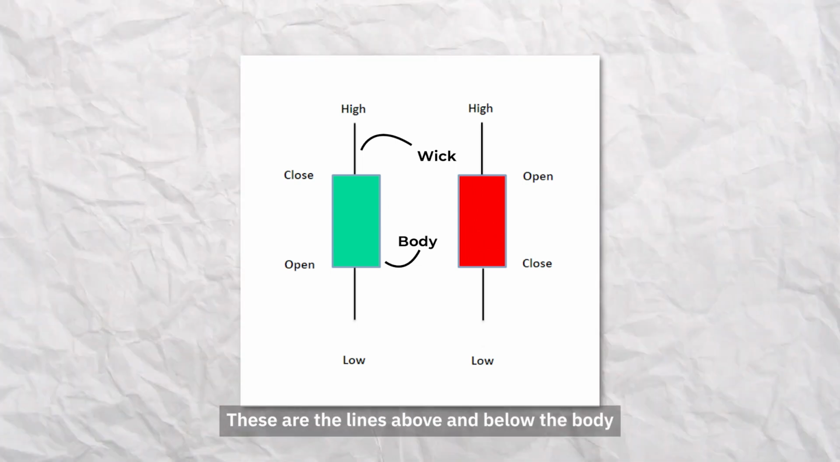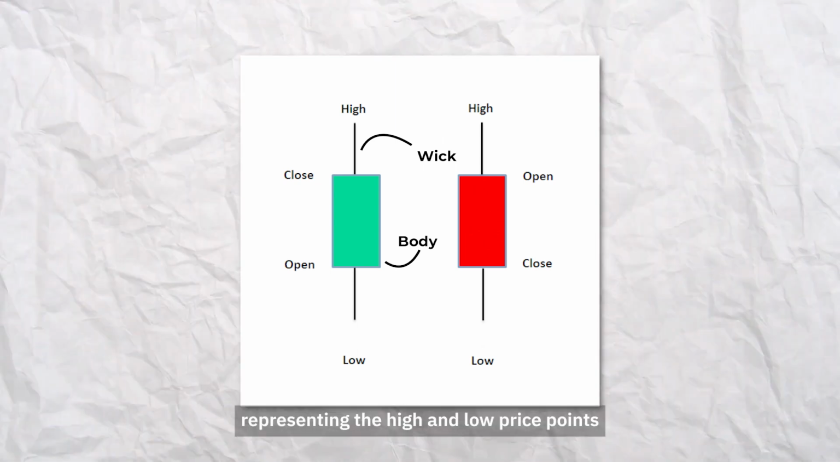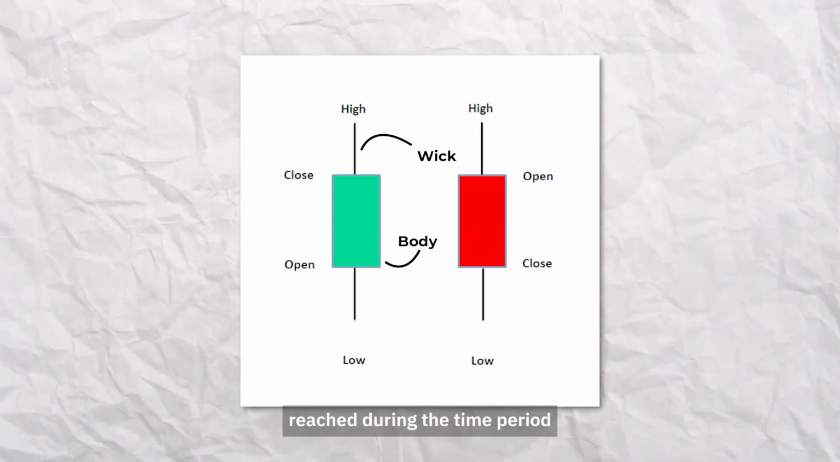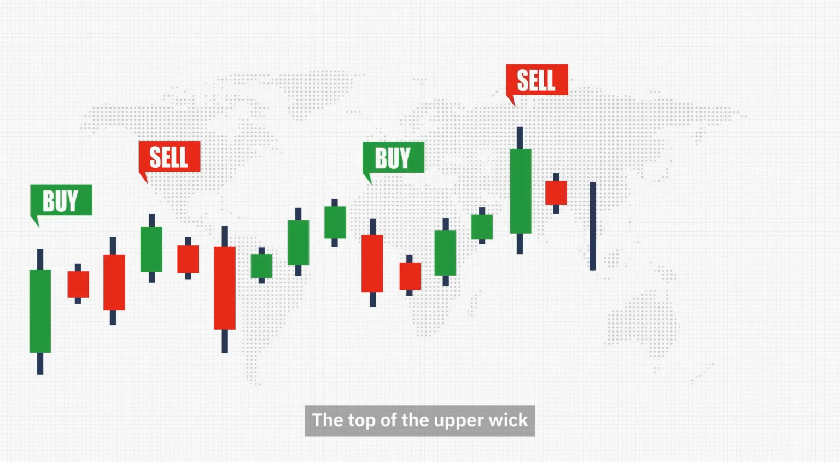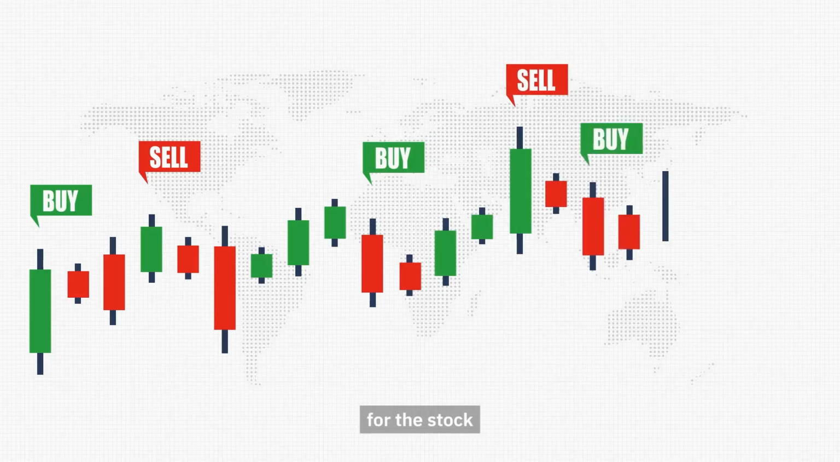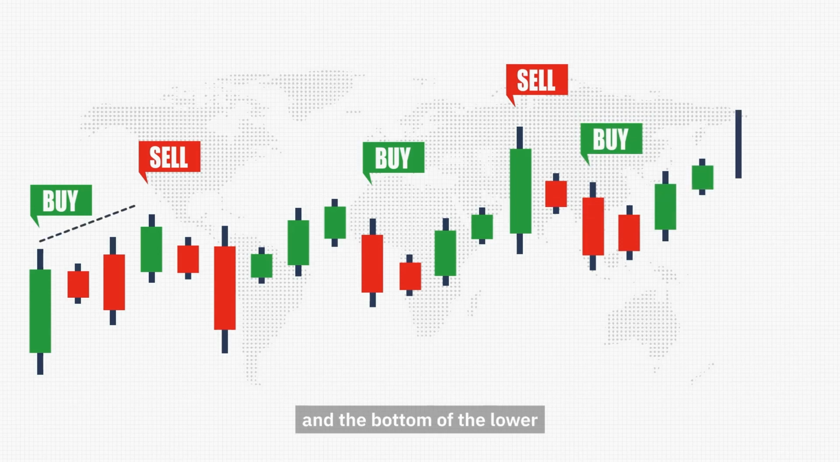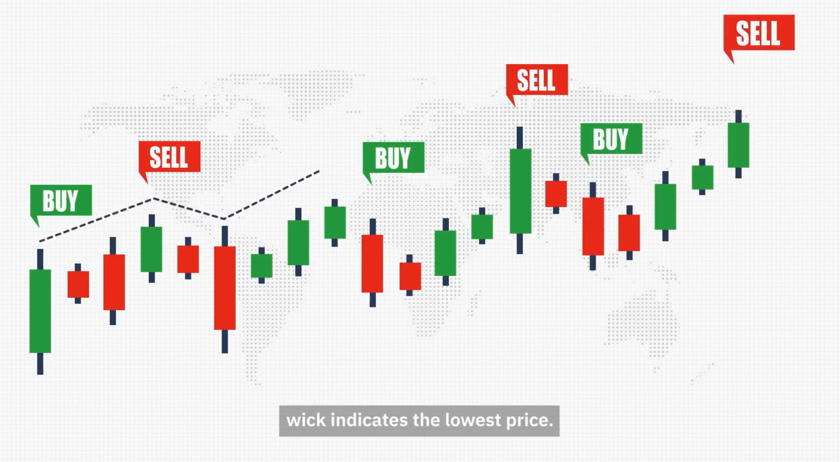2. Wick. These are the lines above and below the body, representing the high and low price points reached during the time period, beyond the open and close prices. The top of the upper wick indicates the highest price for the stock during that period, and the bottom of the lower wick indicates the lowest price.